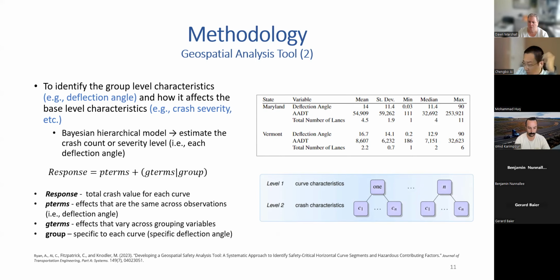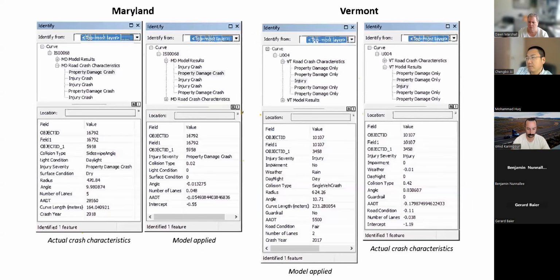All the details are published in this paper from last year. Not only that, remember we are stitching the crash data with the curve inventory data, so we also developed a GIS tool to integrate everything together.